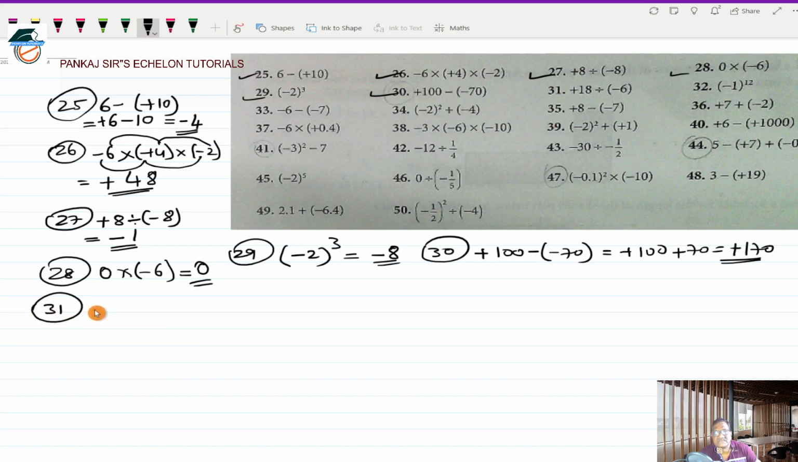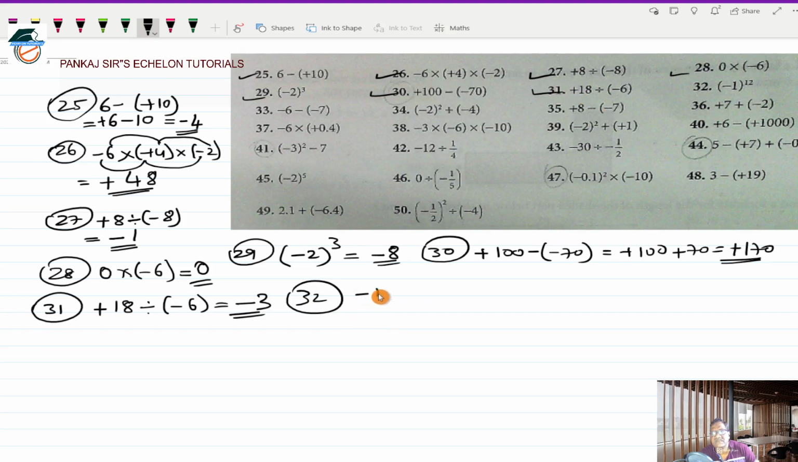It's plus 18 divided by minus 6. Again, plus divided by a minus will give you a minus, and 18 divided by 6 will give you 3. So minus 3 is the answer for the 31st.